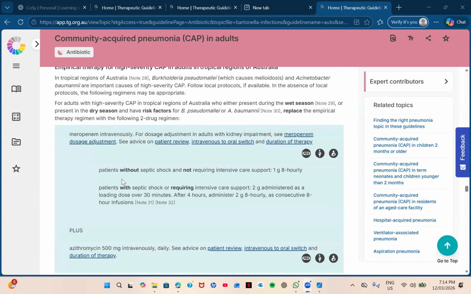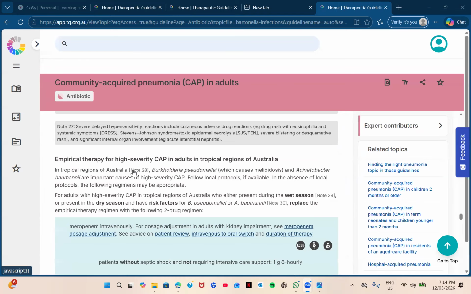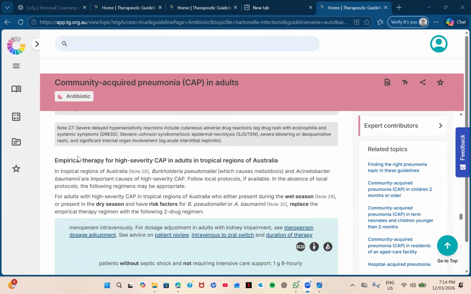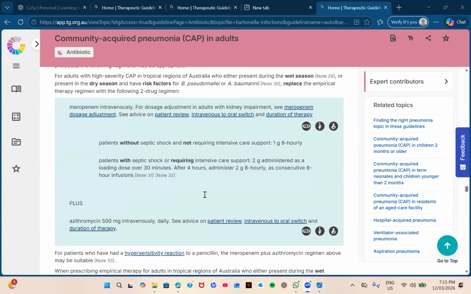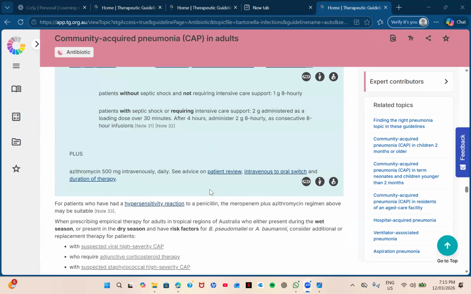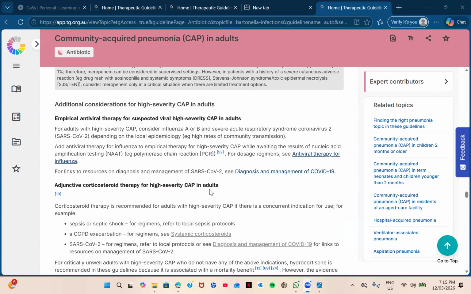right? Then what is the empirical therapy for high severity community-acquired pneumonia in the tropical region? Here, this is the tropical region. In the tropical region, Burkholderia pseudomallei and Acinetobacter baumannii are important. In that case, we are using meropenem with azithromycin, meropenem, right? Remember, doctors.